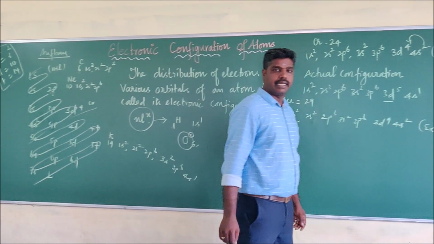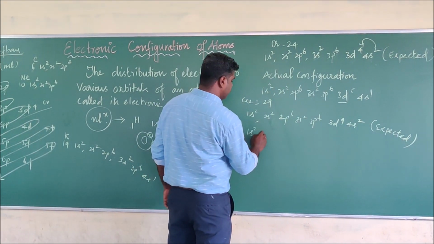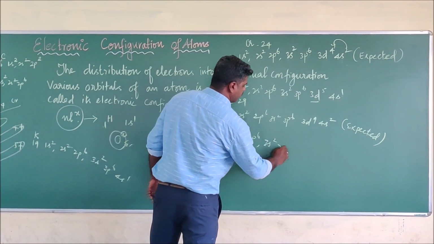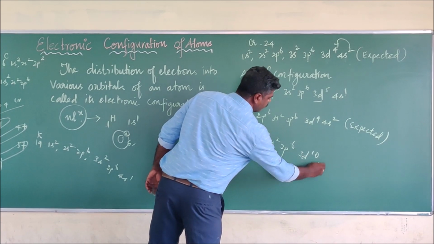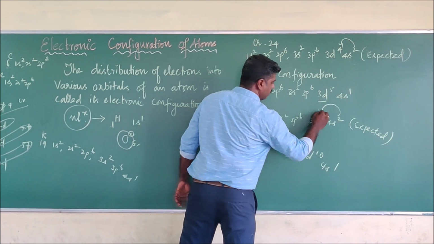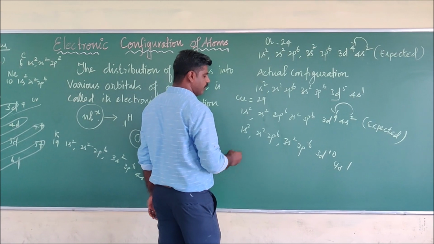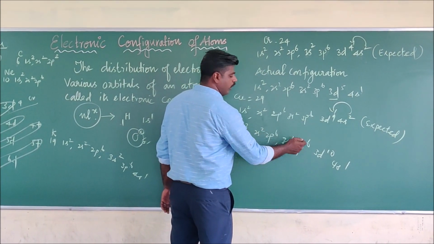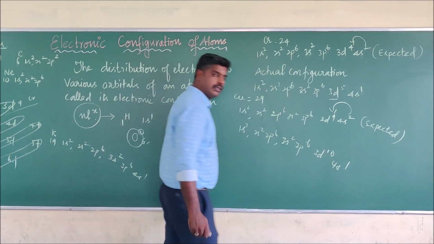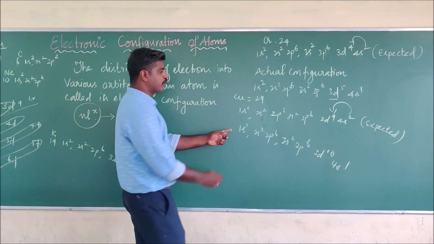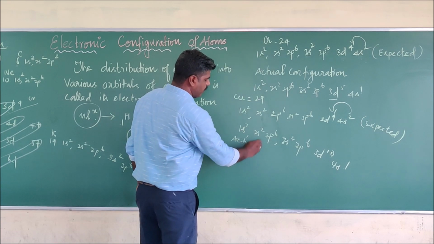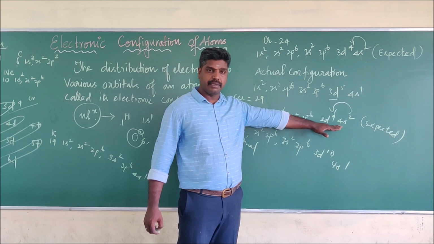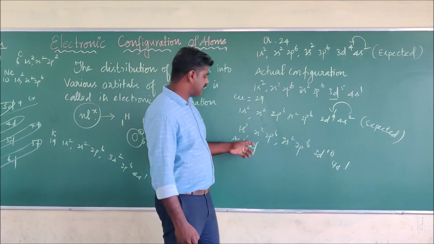But actually what happens over here, the electronic configuration is changed to 1s2, 2s2, 2p6, 3s2, 3p6, 3d10, 4s1. That means 1 electron jumps from here to here. While counting this, we get 2, 4, 10, 12, 18, 28, 29. Okay, this is the actual electronic configuration of copper. This is the expected electronic configuration, on the basis of Hund's principle. But there is a slight change there.